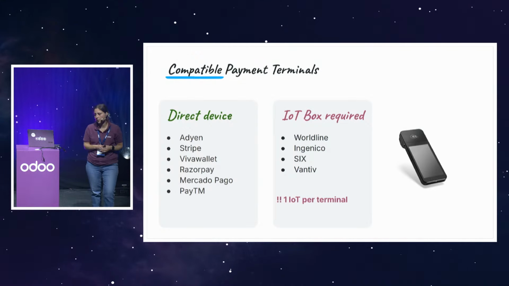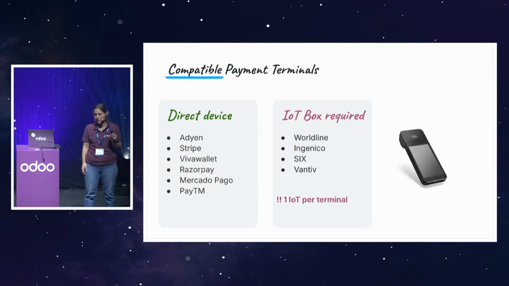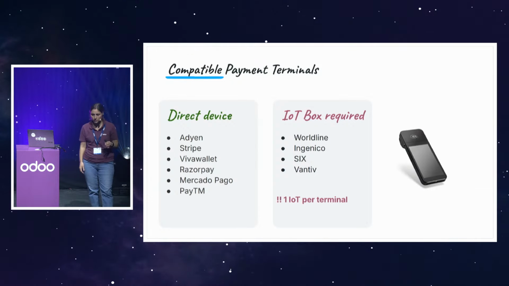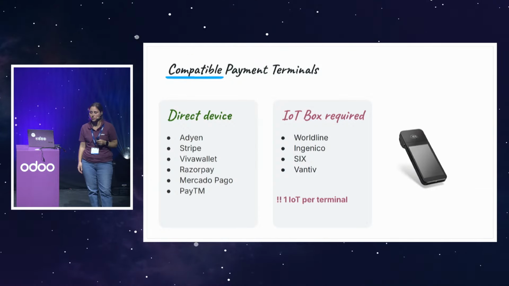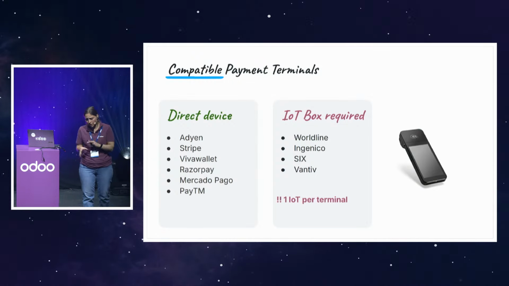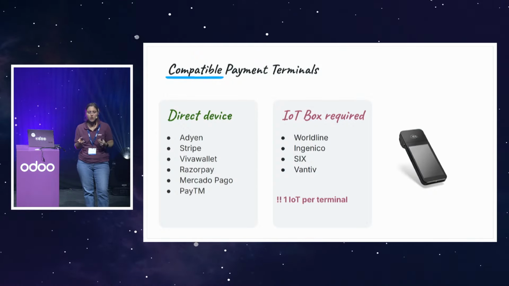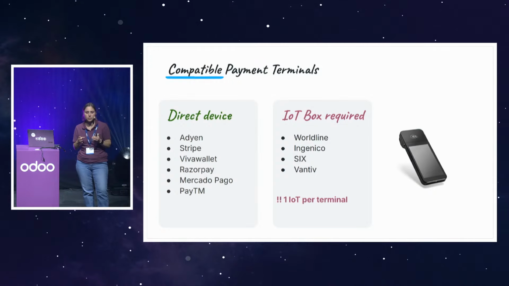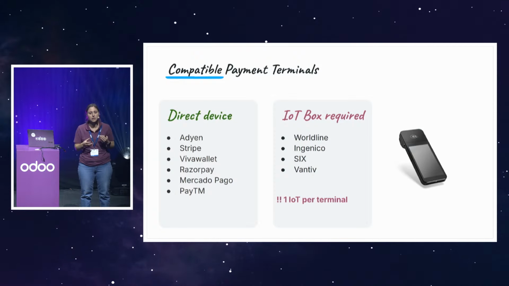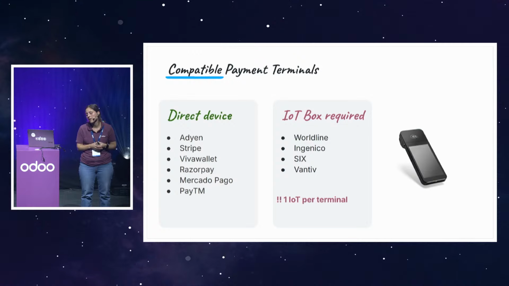Now here's an overview of the direct devices and the devices that do need an IoT box. You have Adyen, Stripe, Viva Wallet, Razorpay, Mercado Pago, and Paytm that work without an IoT. But you have Worldline, Ingenico, Six, and Ventiv that do require the IoT. Here we have a specificity. If you do need an IoT with the payment terminals, you need to have one IoT per payment terminal. This is a technical constraint. The path that we use to communicate needs to be exclusive, and that's the reason why you would need one IoT per payment terminal.